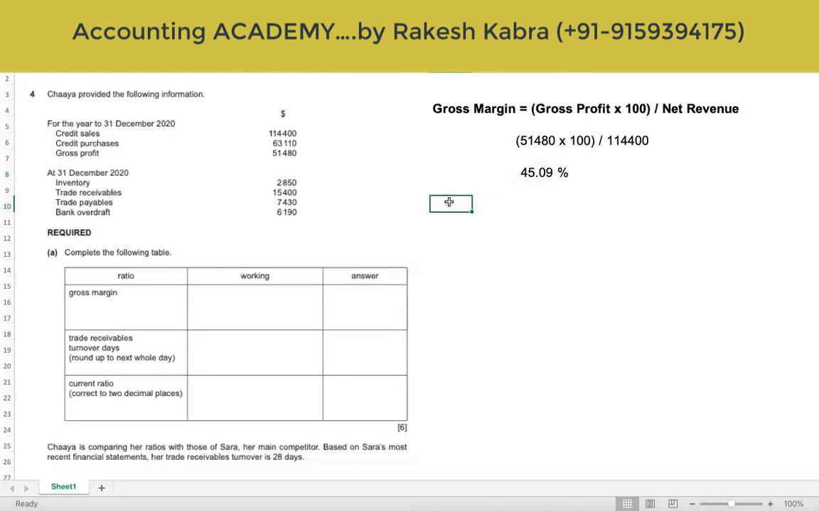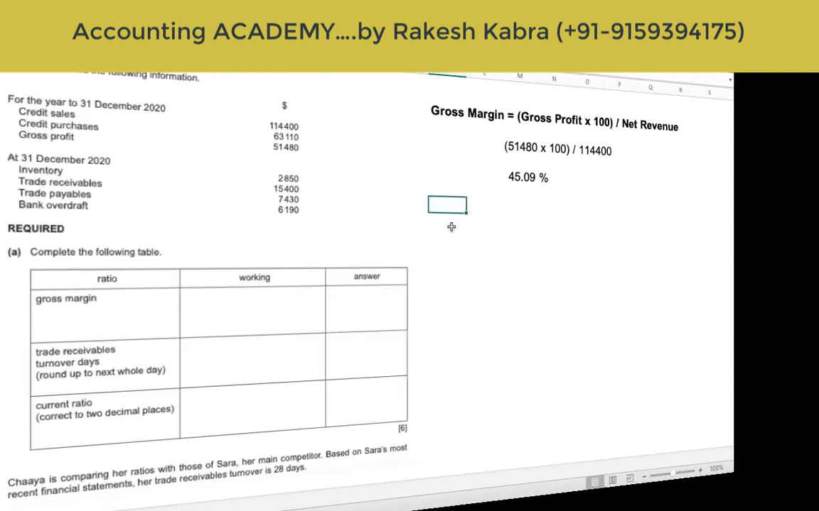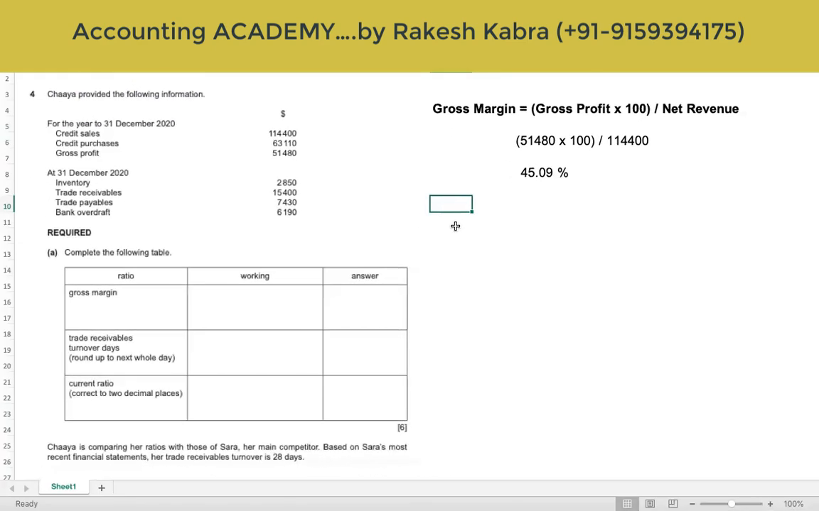Now, which is the next ratio they are asking? Trade receivable turnover days. This is also known as average collection period.